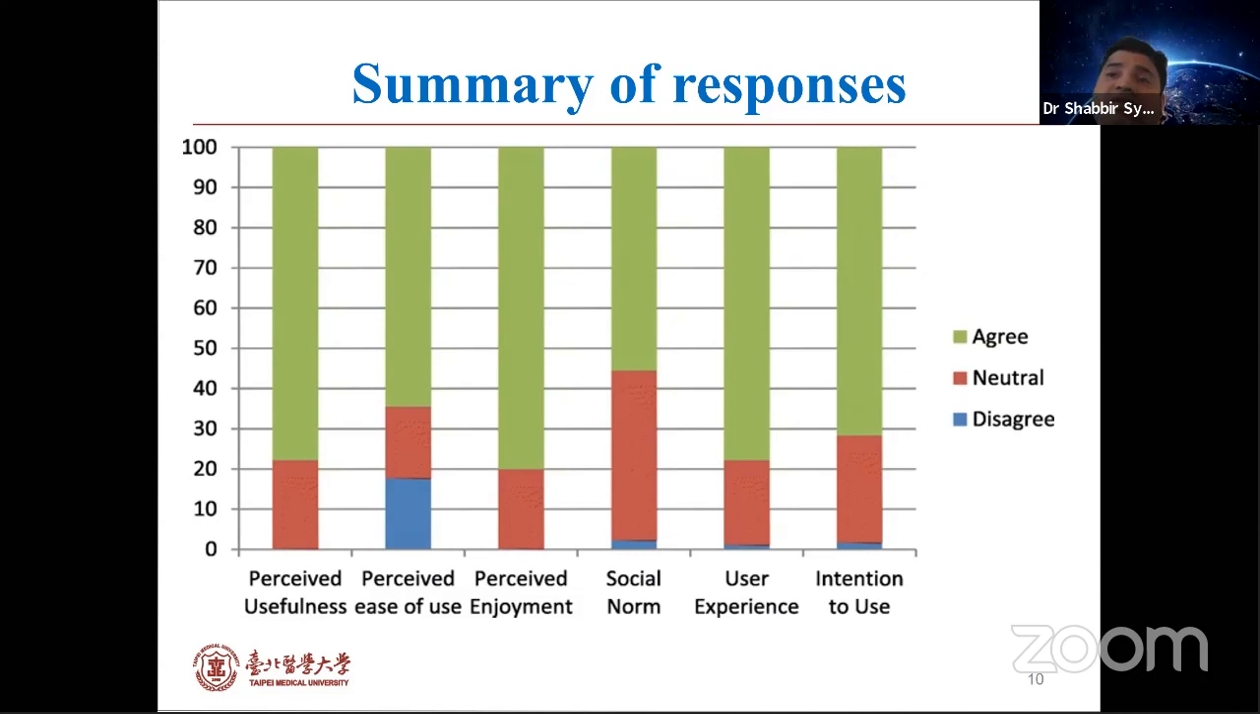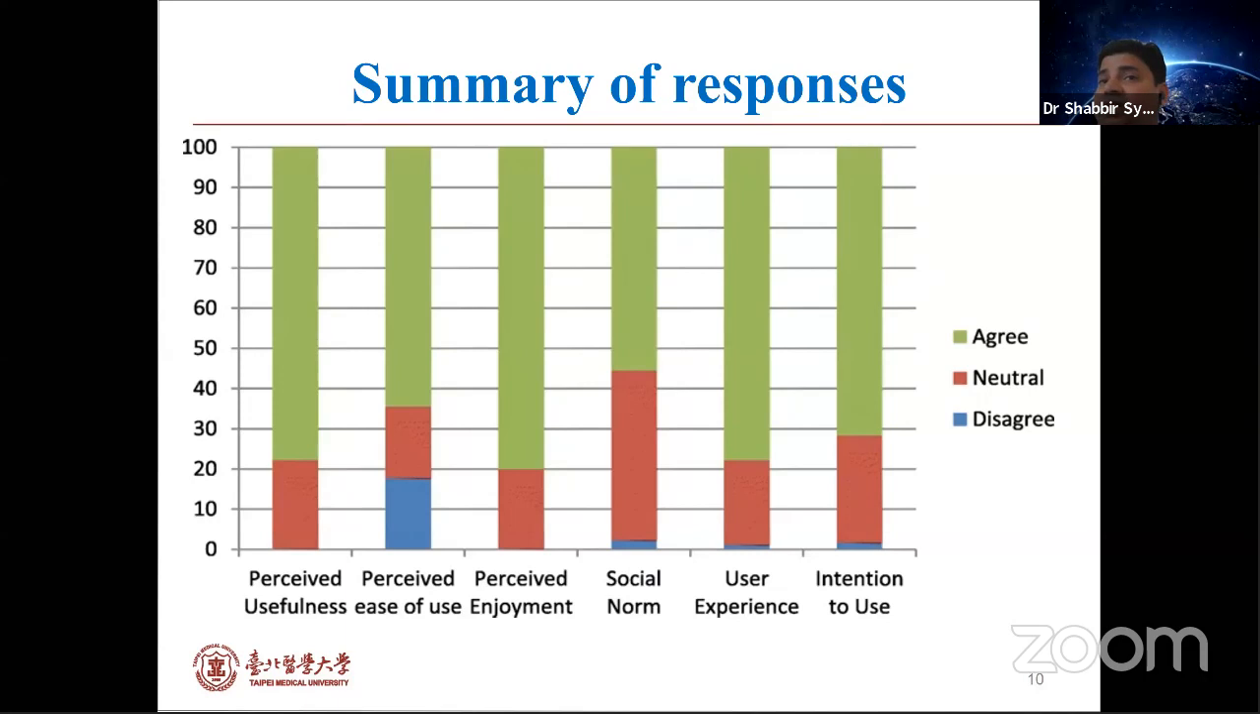Because honestly speaking, it's not so easy unless you get used to it. If you are asked to wear a headset, and start playing, doing this interaction with the handset, it's not really easy. That's why you see the green color is not so high there. And for social norm also, it's not so much. That means still it is not common. That's why these two indicators are a bit low.